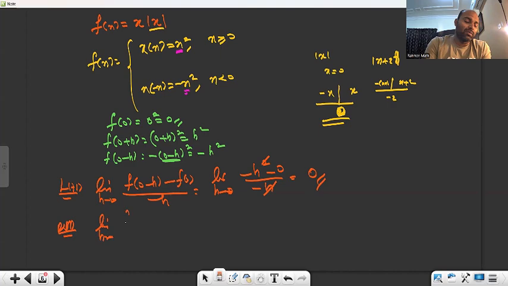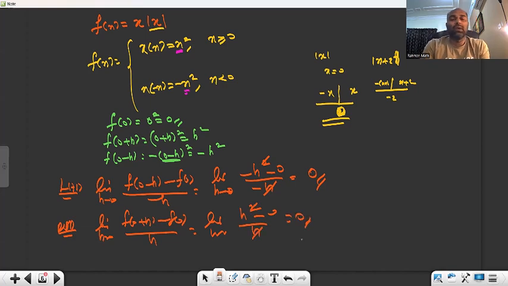Limit h tending to 0, f of 0 plus h minus f of 0 by h. So limit h tending to 0, this is what? h square minus 0 by h. h cancels, 0. It is differentiable only. Sharpness is coming means it is x mod x. The x mod x graph is not sharp.